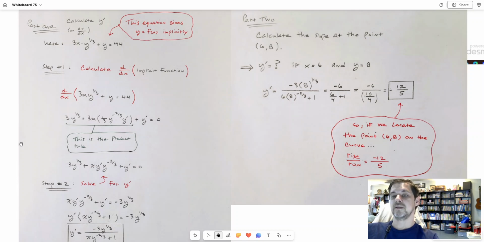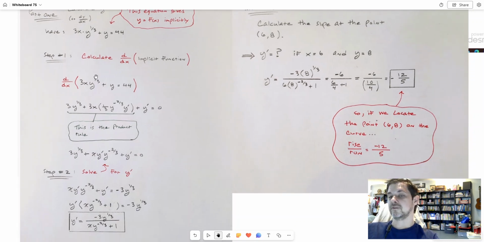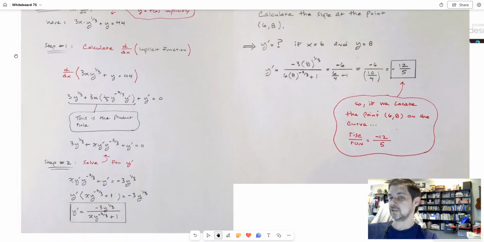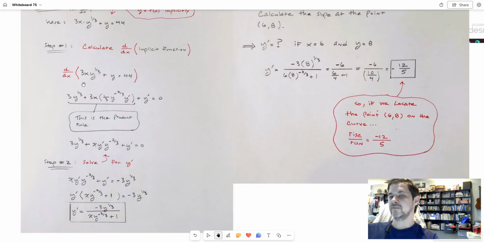So I take the derivative with respect to x of everything here with whatever the rule would be. For the first term, 3x times y to the 1/3 power, that's a product. It's the product of two functions. 3x is a function, and it turns out y is a function too. It's just that we don't have it solved explicitly as a function of x, but it's still a function. So I find the derivative of 3x times y to the 1/3 power with the product rule, because that's the rule that's applicable.